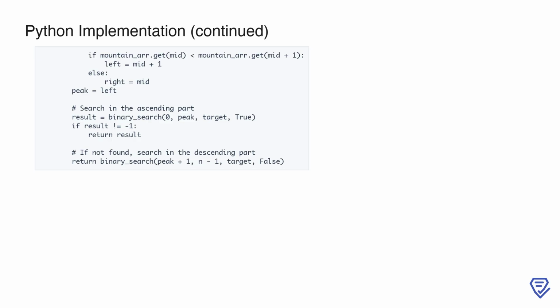Once the loop exits, the left pointer will have converged on the peak index, which we store in the peak variable. With the peak identified, we now proceed to search for the target value in two stages.